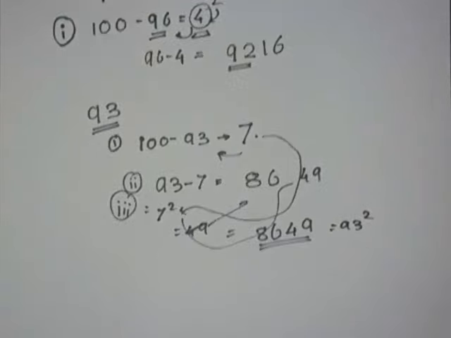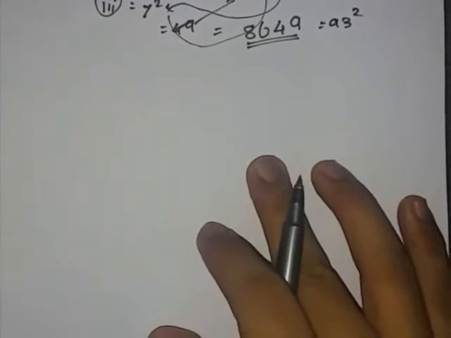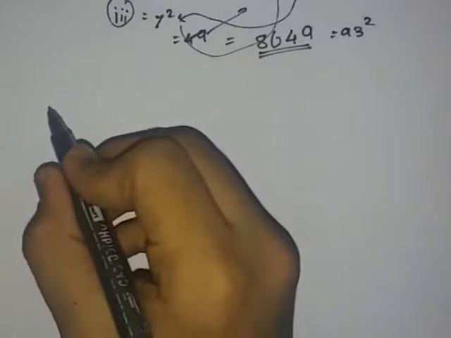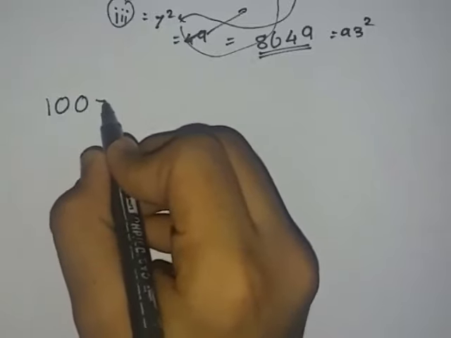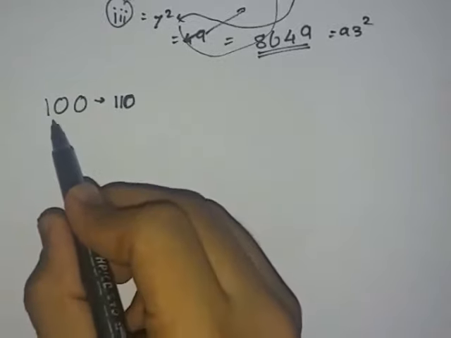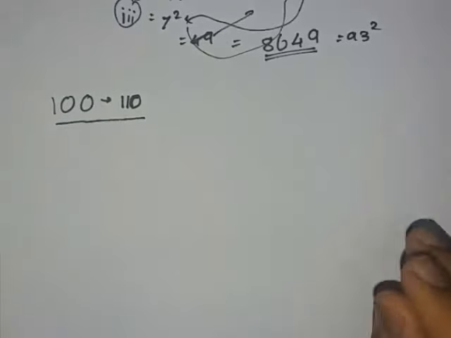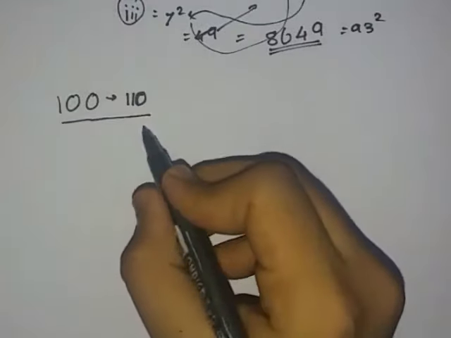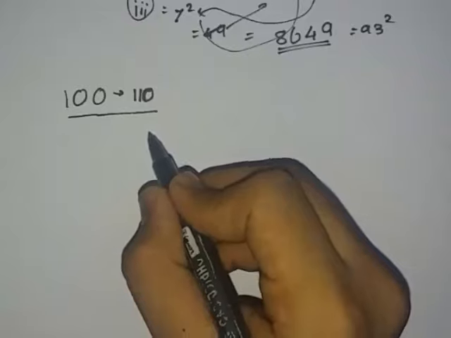And now moving on to our next topic. Now you know how to do 90 to 100, and now let's take 100 to 110, the squares of 100 to 110, and I say it's the easiest way of all the ones I have told till now. So let's start.